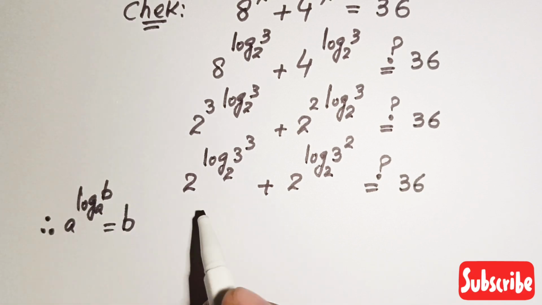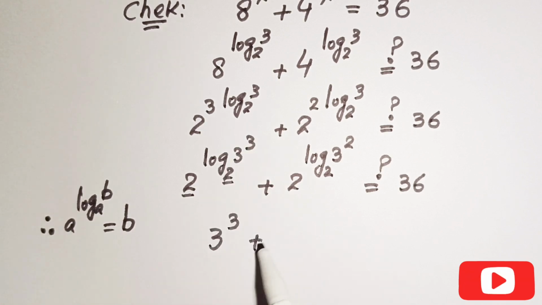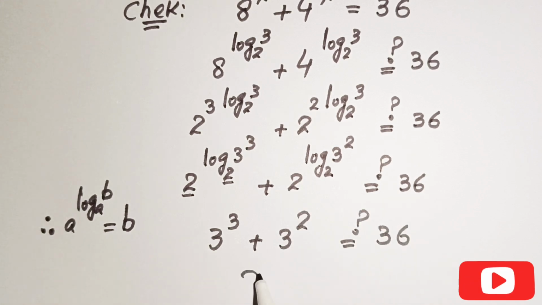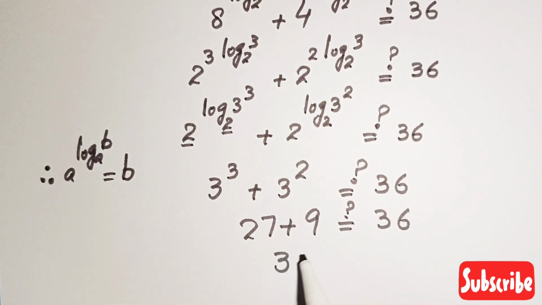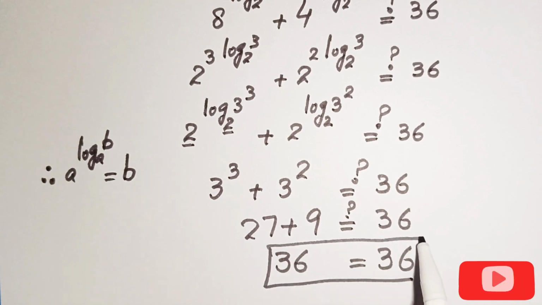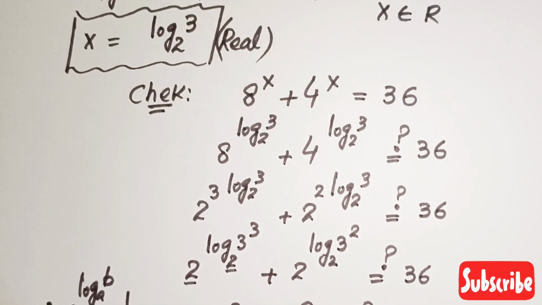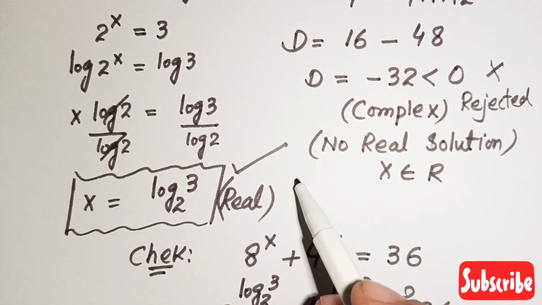Applying this formula, where this is our a and this is our b, we get 3 cubed plus 3 squared, that is 36. And 3 cubed is equal to 27 plus 3 squared is 9, that is 36. So 27 plus 9 is equal to 36. So 36 is equal to 36, hence we prove that our left hand side is equal to the right hand side. So hence our final valid answer is x is equal to log 3 to base 2. It is our final answer.